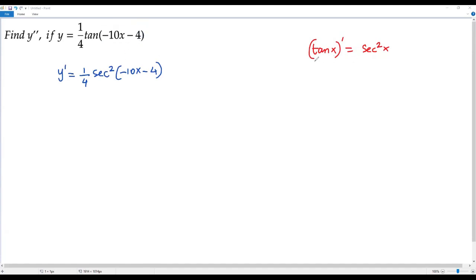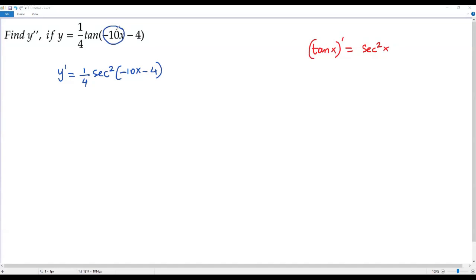Why don't I use chain rule over here? Even in the basic case, the chain rule is there: when I find the derivative of tan x, I'm just writing secant squared x, and by chain rule, the derivative of x with respect to x is 1. So secant squared x times 1 is still secant squared x. But here I got the derivative of tangent, secant squared for the same stuff, and by chain rule, now I'm going to get the derivative of this (-10x - 4).